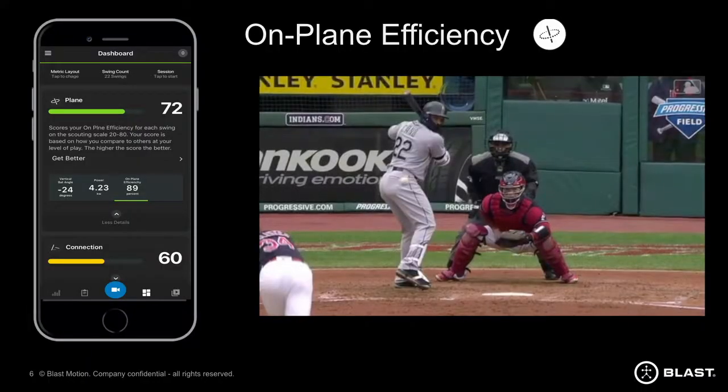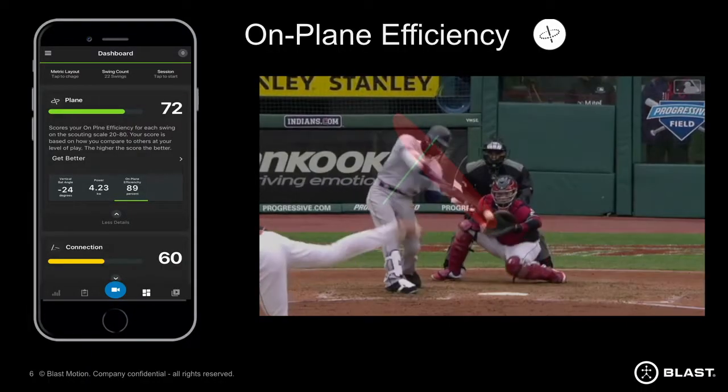We have no idea what the incoming pitch is doing or how it's breaking. We don't know what that pitch plane is without context from another technology. But we can tell you what your swing plane is. We've got a video here of Cano to kind of show you how we calculate it.